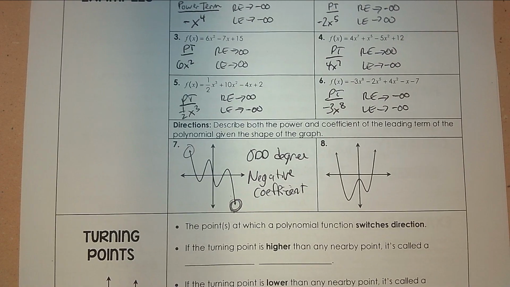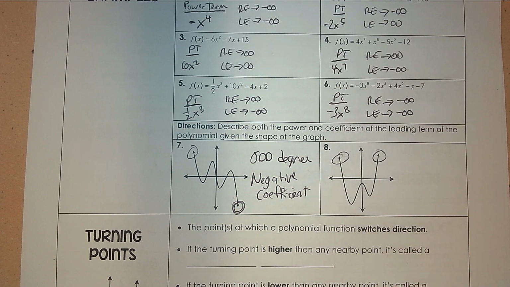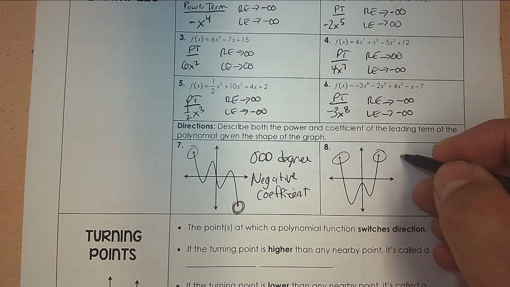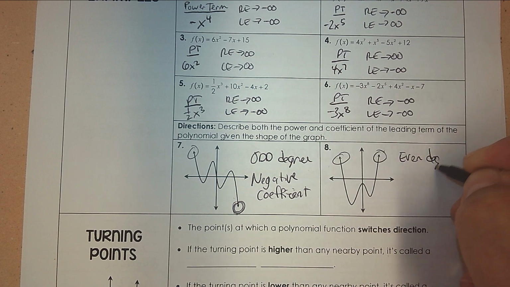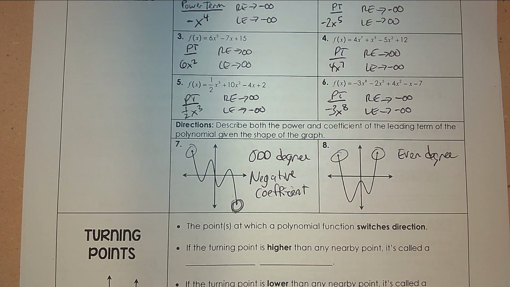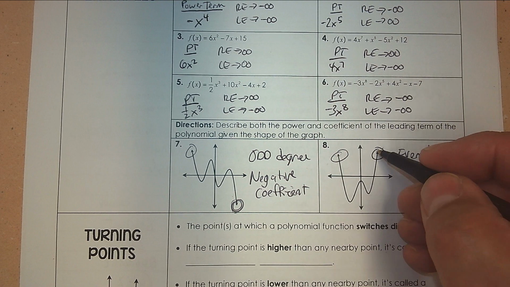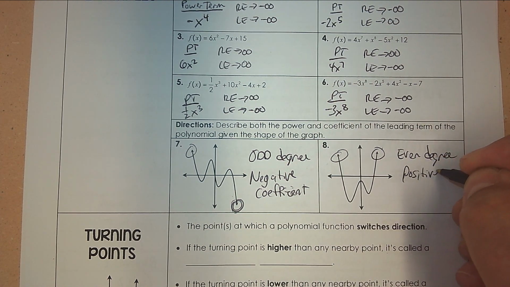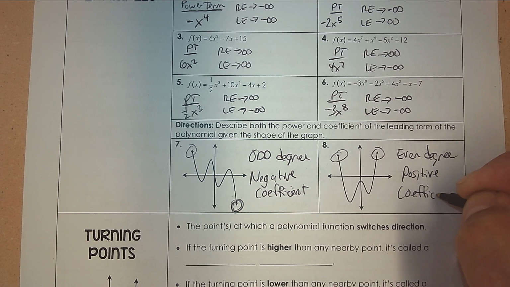Try this one. Look at the two ends. What direction are they going? And what does that tell me? So if they're both going in the same direction, that means there must be an even degree, an even exponent on the power term. And the second thing is the right end is going up. So if the right end is going up and the left end, there must be a positive coefficient for that to take place.